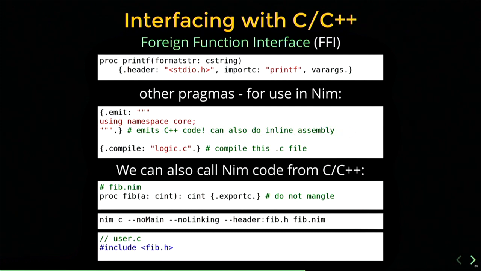We also can put any C++ inside of NIM code and just tell the compiler to dump this as it is during the compilation phase. We can also say what libraries we want to link against or what other source files are necessary in order to link the entire thing. We can also call NIM code from C++. Suppose we have this fib.nim module, which defines a fib function, and it's annotated with export C. Now we can call the NIM compiler on that module and tell it we don't want a main function, we don't want to link, we just want to generate a header. After that, we'll have a C header, and that function will be callable from C.